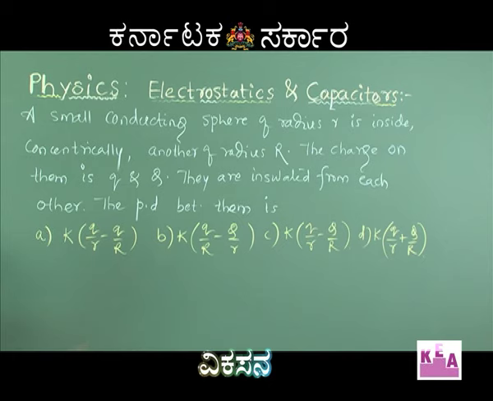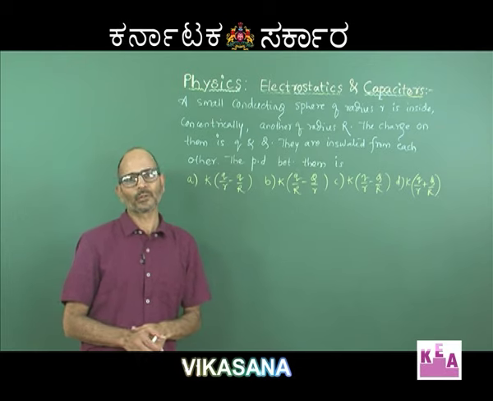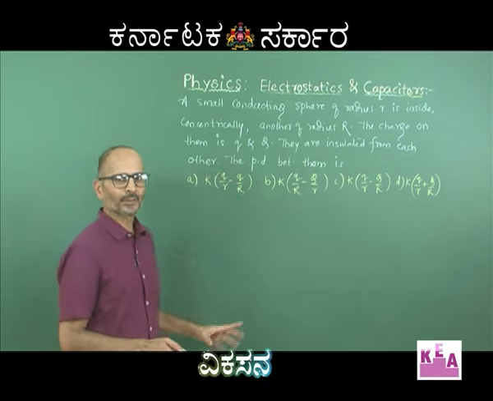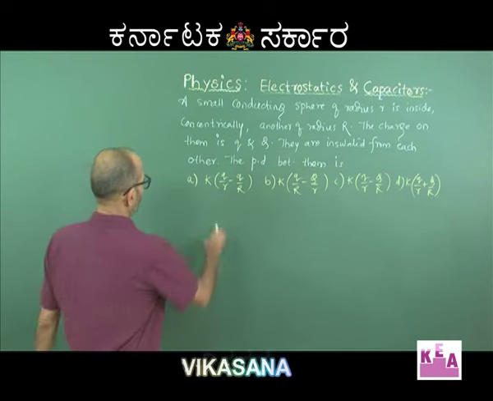Okay, so let us read the problem. There is a small conducting sphere of radius small r which is inside and concentrically another sphere of radius capital R. The charge on them is q and capital Q. Let us take the charge on the smaller sphere to be small q, on the bigger sphere to be capital Q. They are insulated from each other, which means they are not connected to each other. The potential difference between them is to be written. And let me in the very beginning tell you that this is a beautiful problem based on the concept called electrostatic shielding. Let us first solve the problem, look at the answer and then realize what exactly is this electrostatic shielding. Fine? Okay.